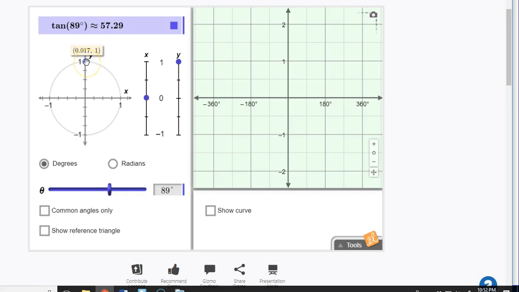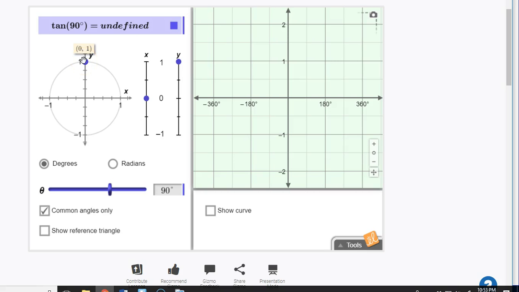If I could go 89.99, this would get even bigger. In fact, it'll get as big as you want. But as soon as I get to 90, that's where it causes a problem, right? I'm going to put it back to common angles only. It's undefined. And think about why that is.